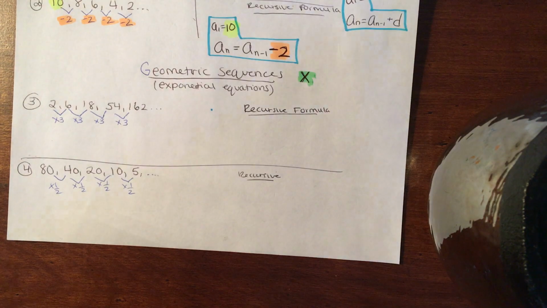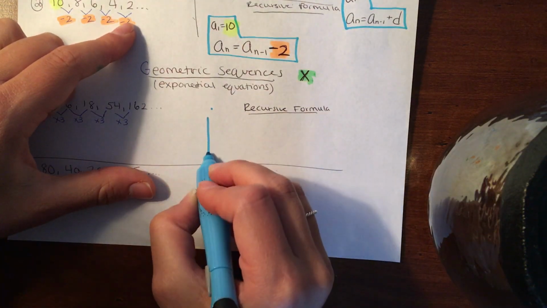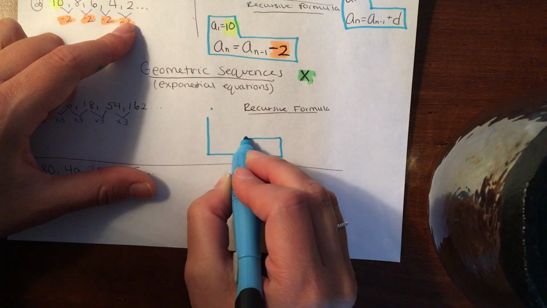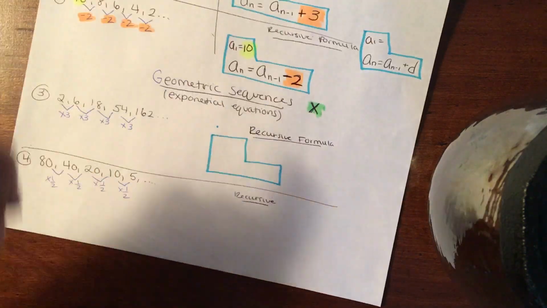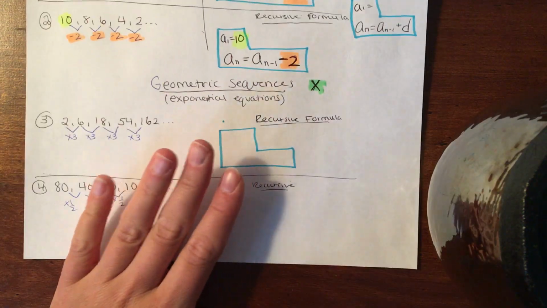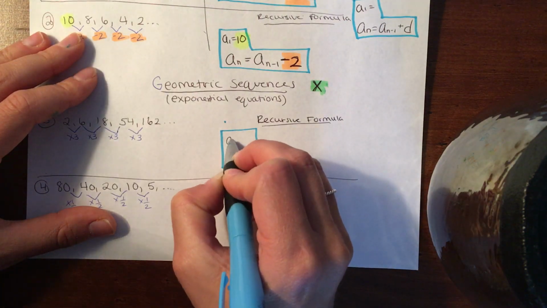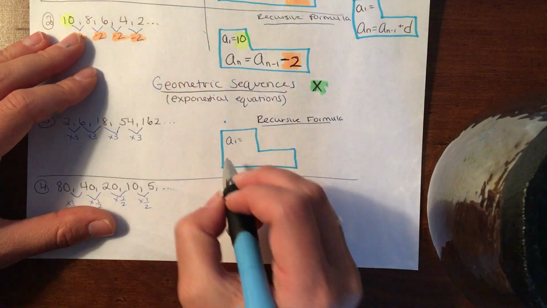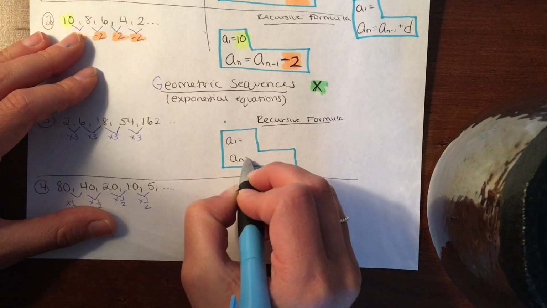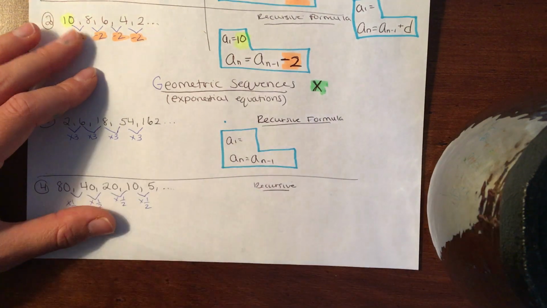Recursive. I'm going to draw my L. And if you don't like the L, you really don't have to use it. It's been helpful in the past for students to remember the parts that they need for a recursive. Because this little box reminds me I need my A1 defined. And then this reminds me I need my A of n equals A sub n minus 1.